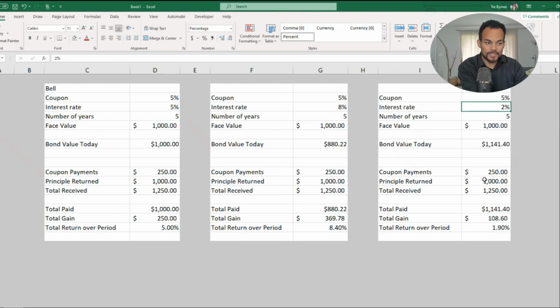You want to sell it. So what do they get back? Well, they get back exactly the same. At the end of the maturity, they get back $1,000. They get their $250 back, but they paid $1,141 for it. So they had a total gain at the end of the day of $108.60. Guess what that return is very similar to? Their current expected return. And that's how bonds work.